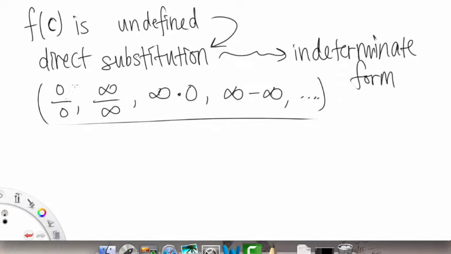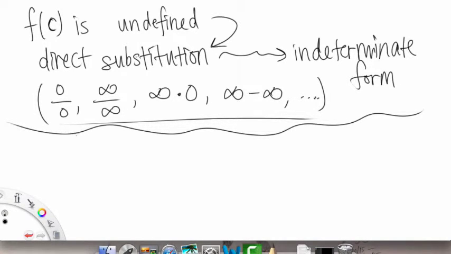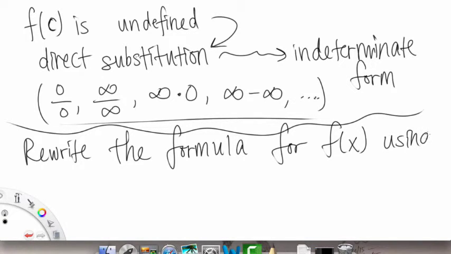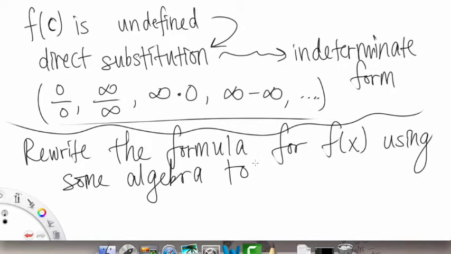Sometimes when you plug in a value to evaluate your limit, you get one of these things. That's not an acceptable answer, so what we can do is rewrite the formula. Here's our solution: we're going to rewrite the formula for our given function, using some algebra, using our algebraic skills, in order to evaluate our limit.